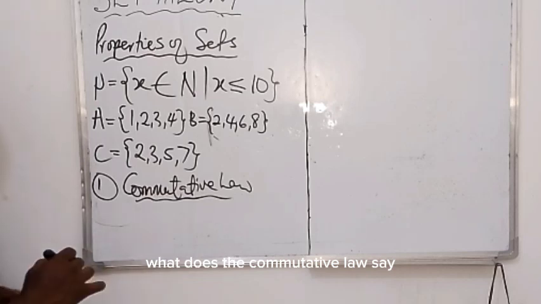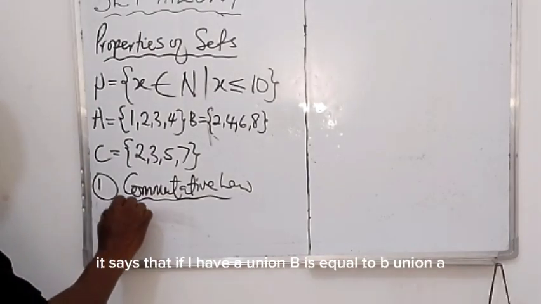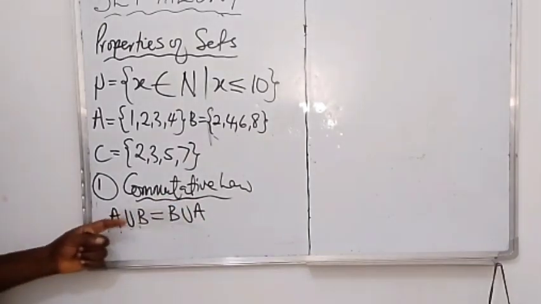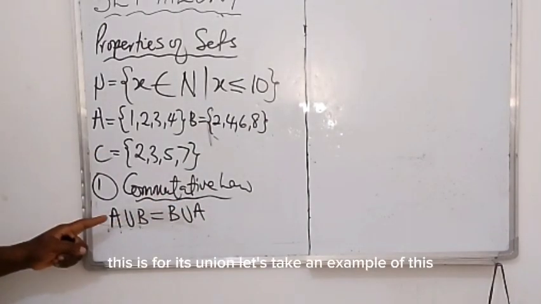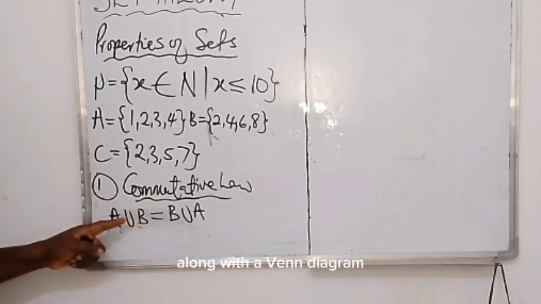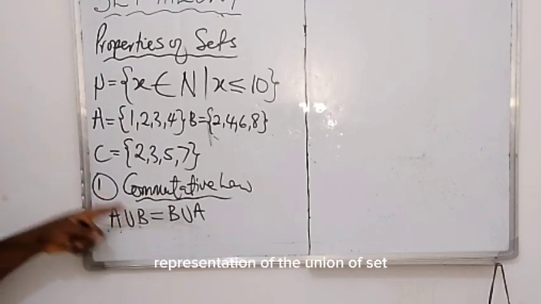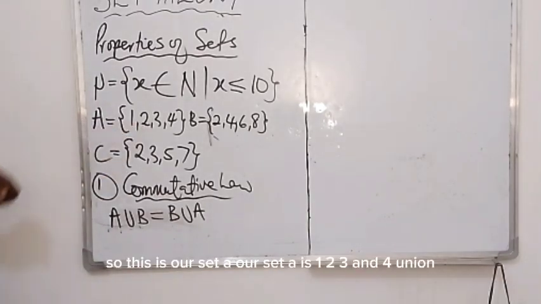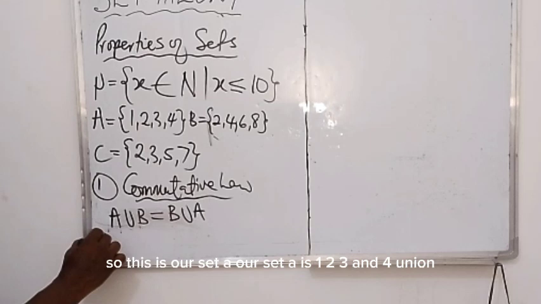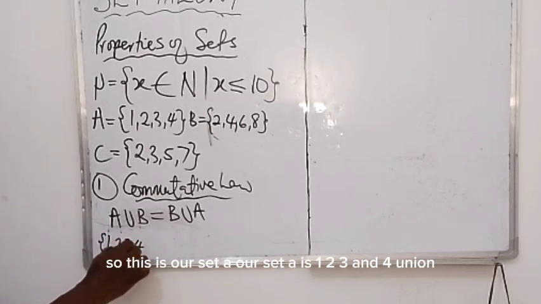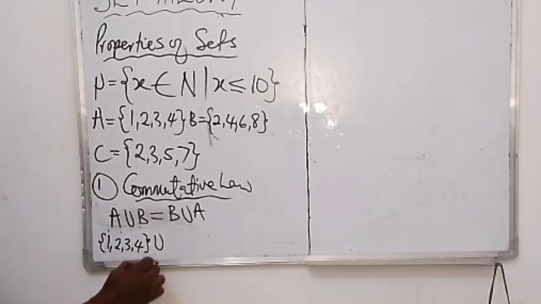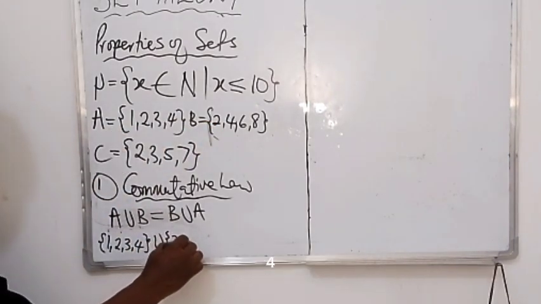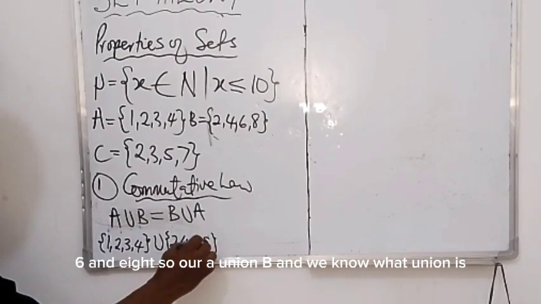What does the commutative law say? It says that A union B is equal to B union A. This is for union. Let's take an example of this along with a Venn diagram representation of the union of sets in the commutative law. So this is our set A. Our set A is 1, 2, 3, and 4. Union set B, which is 2, 4, 6, and 8.